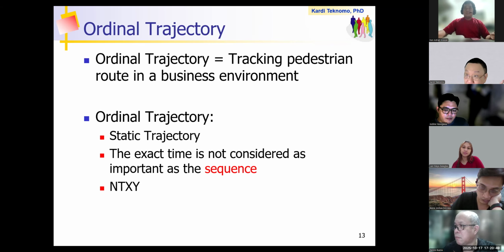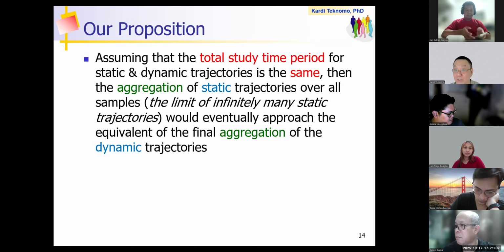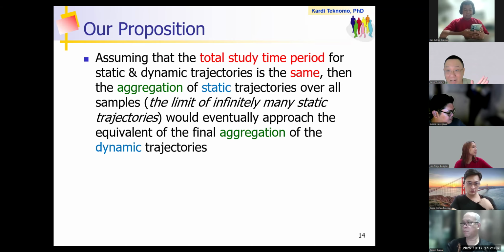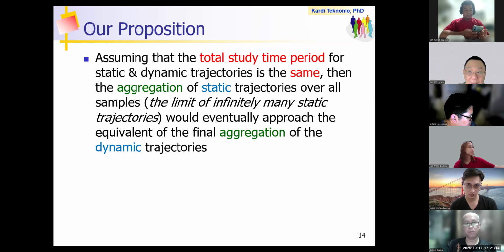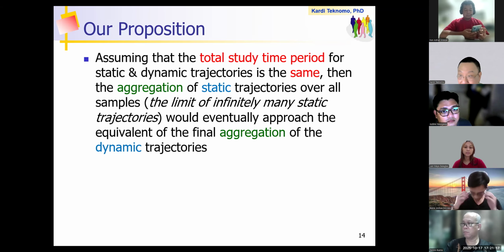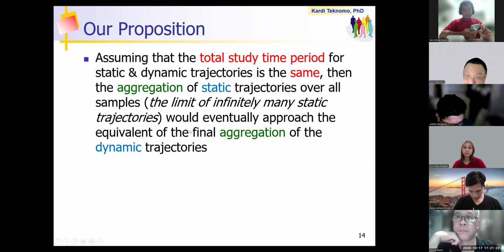Can you see that? So we track the pedestrian route, the path in the business environment. The time itself is not important, only the path. Assuming that the total study period is the same whether static or dynamic, then of course the aggregation of the static trajectory over all time will eventually approach the same as the dynamic. This is the assumption behind it.